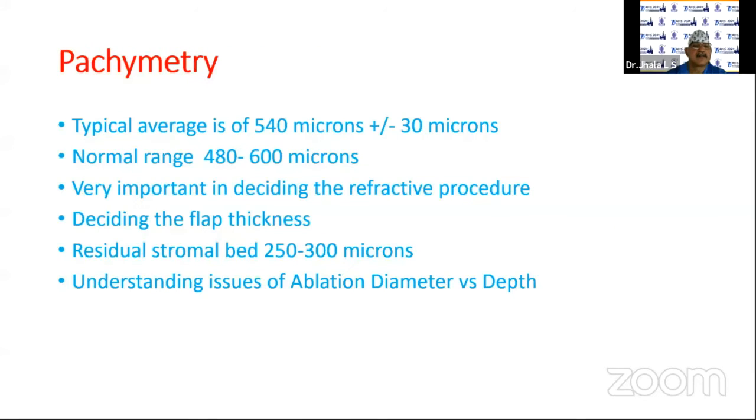They are non-invasive. Typically, the average is 540 plus or minus 30 microns, and the normal range is 480 to 600 microns. As I told you previously, it is very important in deciding the refractive procedure. Also, we can decide the flap thickness, whether we are using a microkeratome or a femto, depending on the pachymetry. There are different schools of thought for the residual stromal bed, but normally 250 to 300 microns is the common consensus. Also by pachymetry, we can understand the issues of ablation diameter and depth.